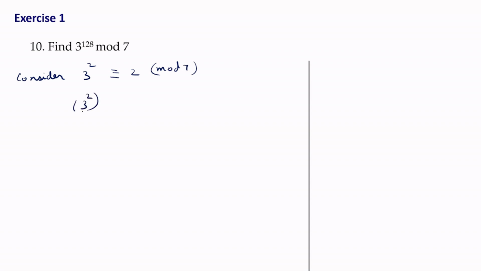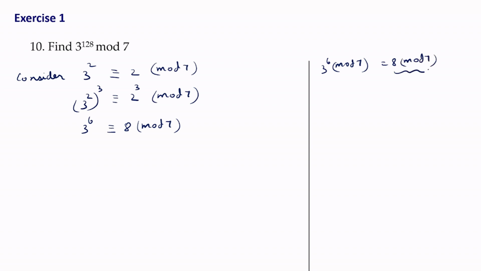Now 3 square, the whole cube, is congruent to 2 cube mod 7. 3 square, the whole cube, is 3 raised to 6. 3 raised to 6 is congruent to 8 mod 7. If 3 raised to 6 is congruent to 8 mod 7, then 3 raised to 6 mod 7 is equal to 8 mod 7. But 8 mod 7 is equal to 1. So this implies 3 raised to 6 is congruent to 1 mod 7.